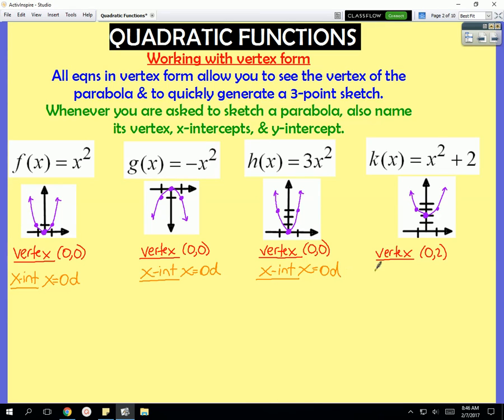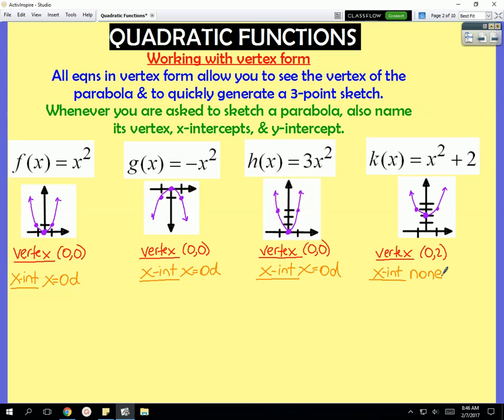Now, I don't need to do work on this fourth one either, because I see the parabola hovering above the x-axis and opening up, it never touches or crosses the x-axis. So I'm not going to do work to find that. I'm going to say none.